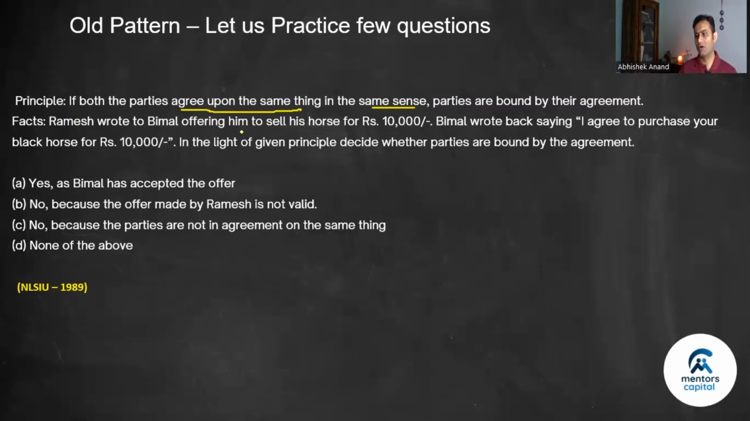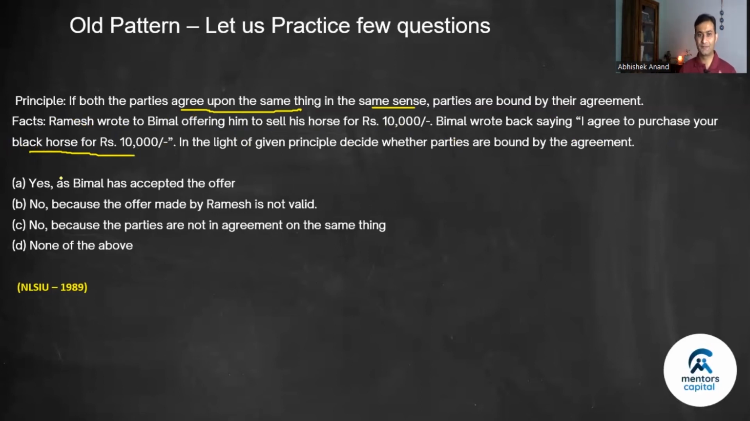Ramesh wrote to Bimal offering him to sell his horse for 10,000. Bimal wrote back, I agree to purchase your black horse for 10,000. So maybe Ramesh is offering a different horse and Bimal obviously has stated his choice that he wants a black horse. So we don't know whether they're agreeing on the same thing in the same sense. Therefore, they will not be bound by the agreement.